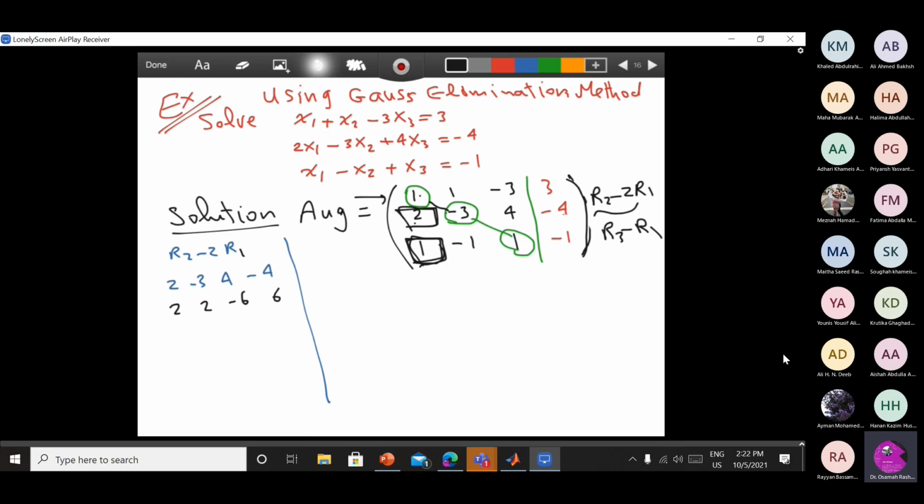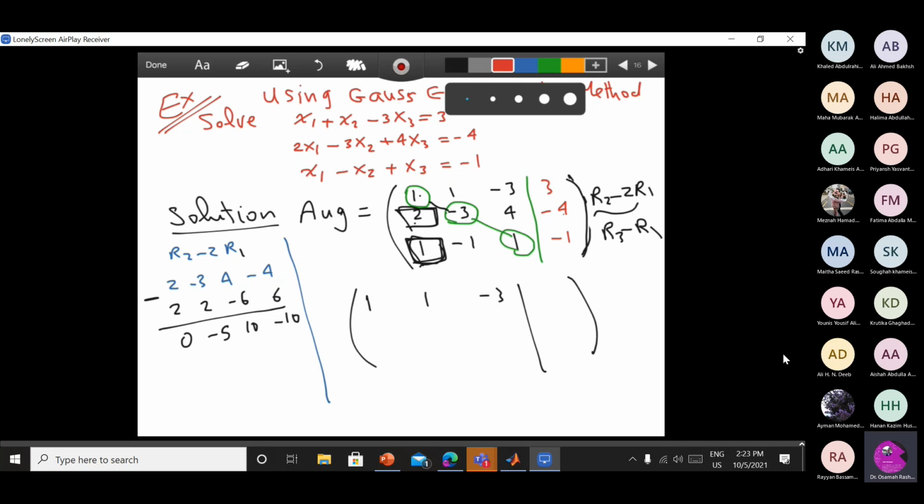Now I'm going to subtract. 2 minus 2 is 0, and this is what I'm looking for. Minus 3 minus 2 is minus 5. 4 minus minus 6 is 10, because it is 4 plus 6. Minus 4 minus 6 is minus 10. So the first row stays as it is. The second row changed to this one: 0, minus 5, 10, minus 10.